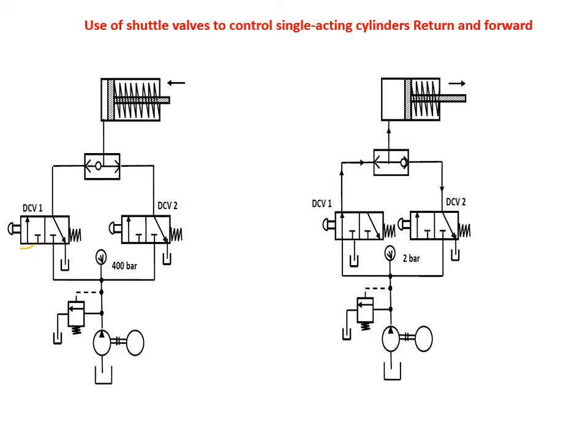That means because of this spring, which is at the rod end side of the actuator, this is a single acting actuator, the fluid will move down from this line and it will go back to the tank through DCV number 2. Okay, and depending on the pressure setting, it will either go out through DCV1 or DCV2.